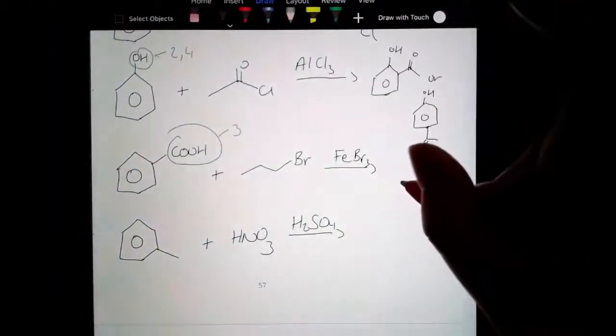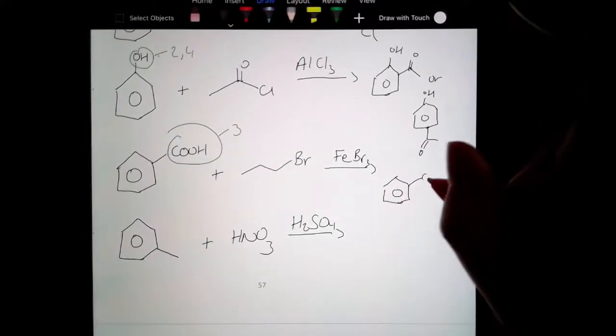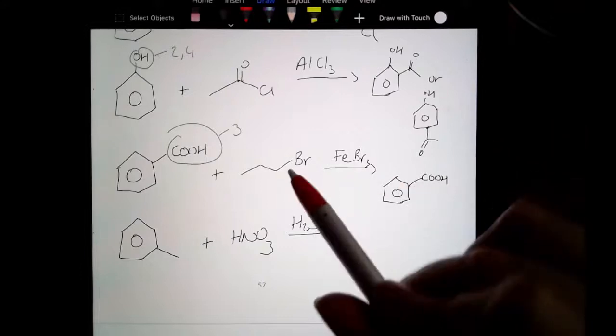The next one, COOH. This is a 3 director. So when I'm doing this, I'm putting this on carbon number 3.